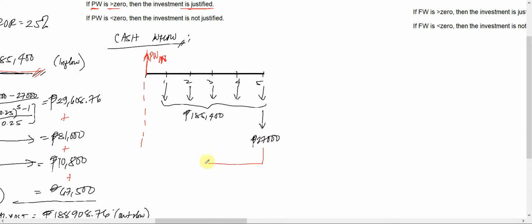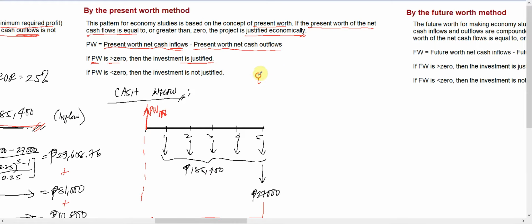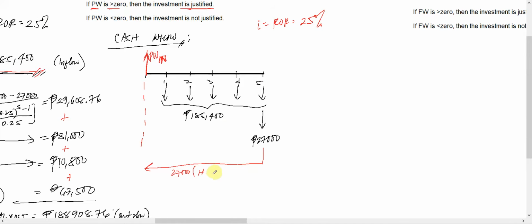Ang formula lang yan, papuntahin lang natin sa present, that is 27,000 times (1 plus i). So, i again is equal to rate of return, that is 25%. So, again, kapag may separate given yan, iba yung i, iba yung ROR. So, dapat yung i yung gagamitin natin dito. Okay? So, interest, 0.25 raised to 5 or negative 5.